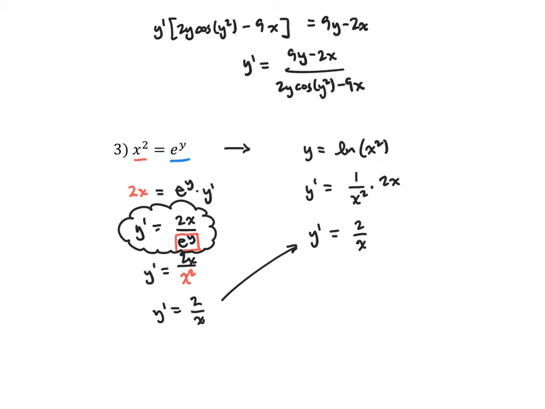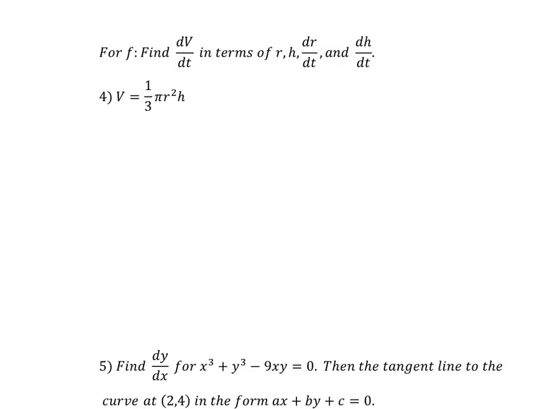Okay, let's look at a few more examples. All right, in example 4, for f, I don't know about for f. How about for v? For v, find dv dt in terms of r, h, dr dt, and dh dt. Now notice, prior to this example, we are always differentiating with respect to x. In this case, we're throwing in a fourth variable. So I'm going to take the derivative of v with respect to t. The derivative of v with respect to t I would write as dv dt.